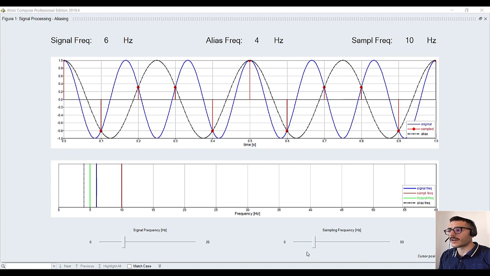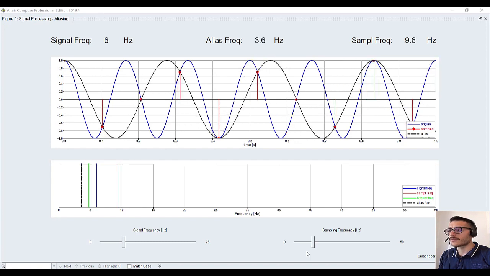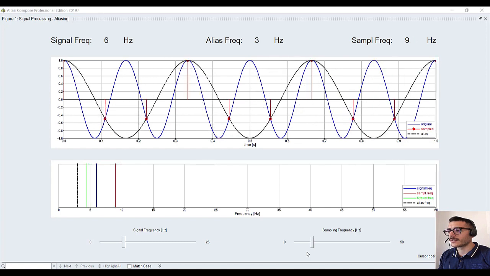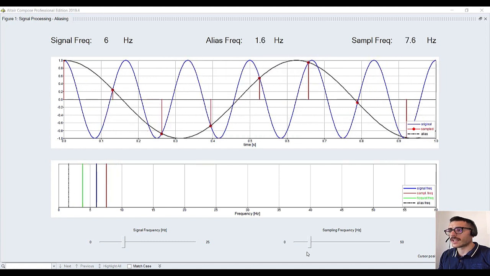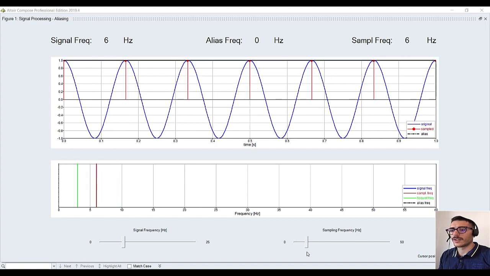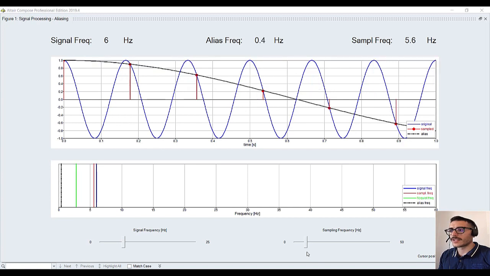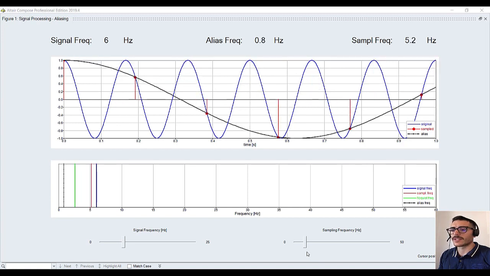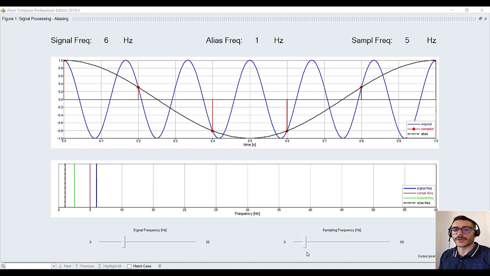And if we further decrease the sampling frequency until 6 Hz, which is the same frequency as the original signal, we can see that the perceived frequency is equal to 0. So we are perceiving a constant signal, while our original signal was at 6 Hz. And if we decrease the sampling frequency further, we can see that this time the alias frequency will start to increase.